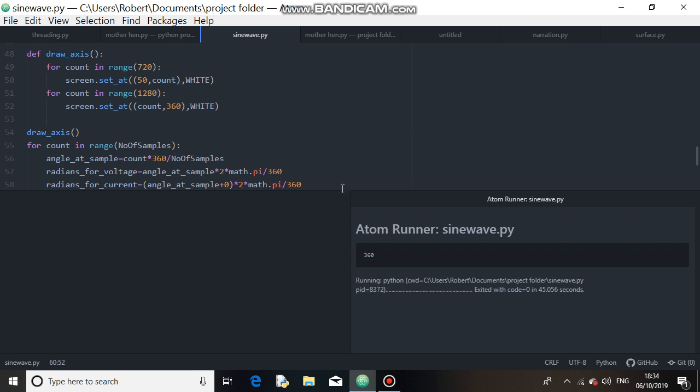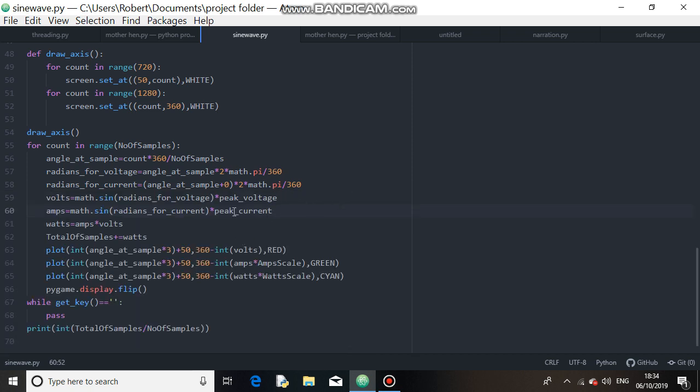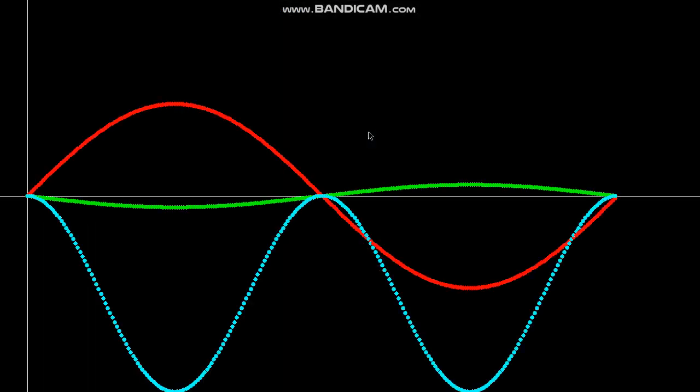So I can simulate this in my program. So there we go, 180 degrees for current. Okay, so let's see what happens when we do this. The waveform for the current is now 180 degrees out of phase with the waveform for the voltage.